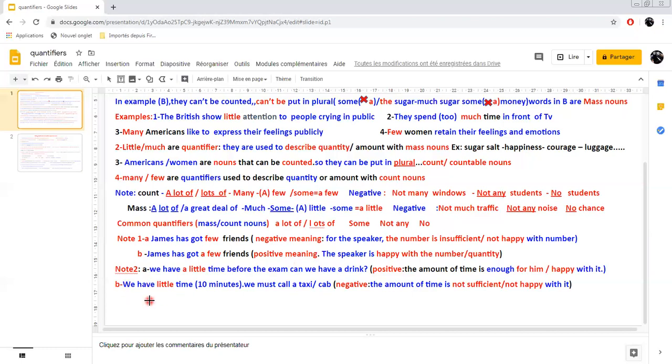But in the other sentence, when he says, we have little time, we must call a taxi or a cab. So the meaning here is negative. For the speaker, the amount of time here is not sufficient. It is not enough. He is not happy about it. They've got just 10 minutes, and maybe they have an important appointment. They will be late. So that's why he said little here.